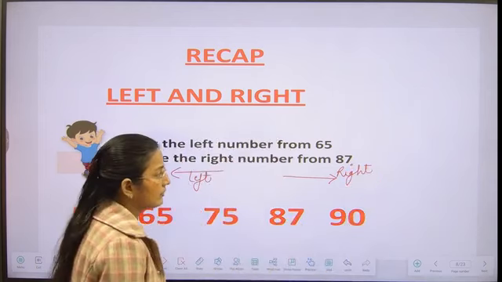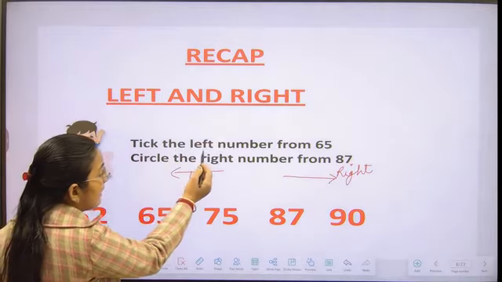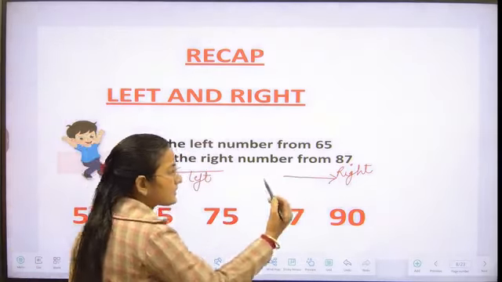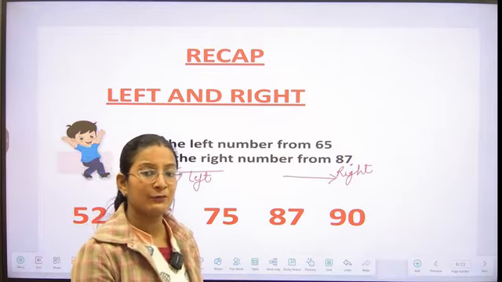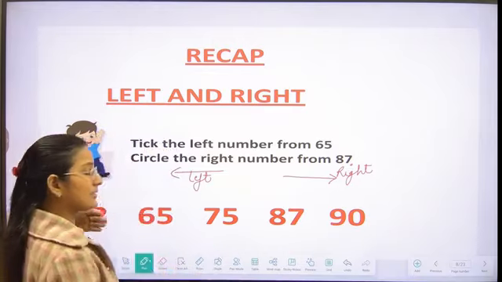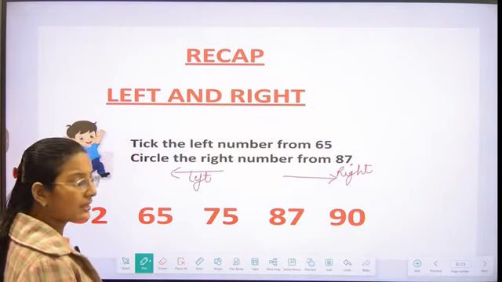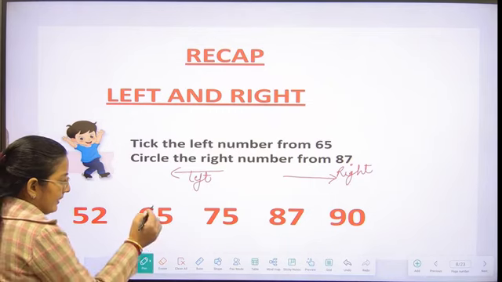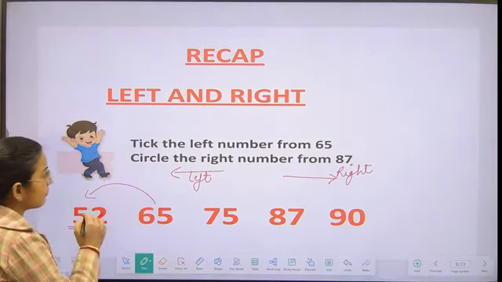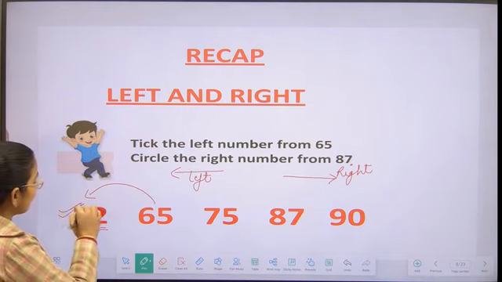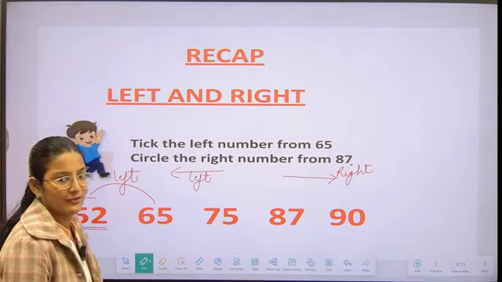So in this question, we have to tick the left number from 65. We have to tick the number which is left from the 65. मैम का लेफ्ट हैंड ये है, लेफ्ट हैंड की साइड में 65 के कौन सा नंबर है? क्विकली सी, 65 के लेफ्ट में कौन सा नंबर आ रहा है? 52. So we have to tick this 52 number. So this is the left of 65.